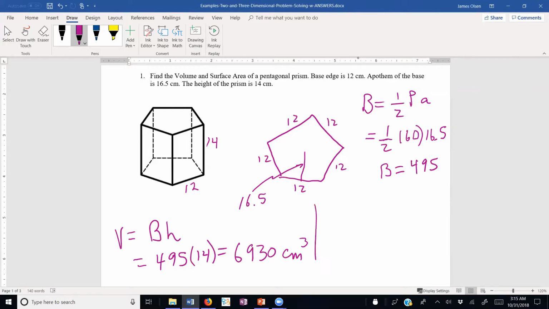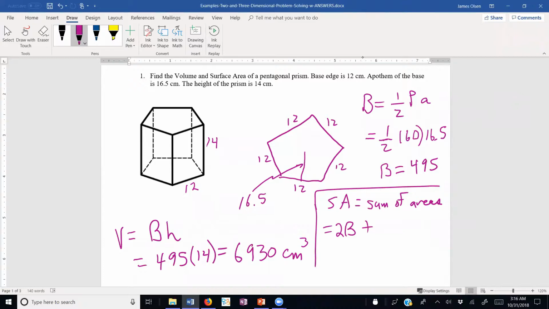Now let's calculate the surface area. If we look at our formula sheet, we see that the surface area is going to be the sum of the areas of all the faces. So the first thing I'm going to do is take 2 copies of the base, because a prism has 2 bases. And then my lateral faces are all rectangles.